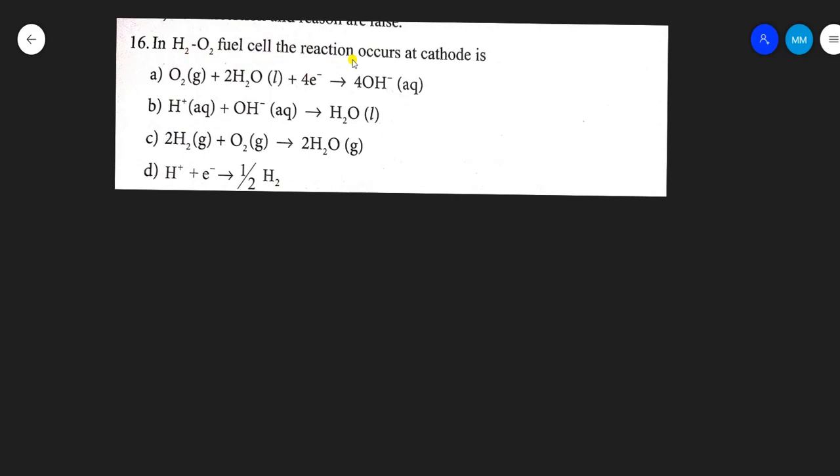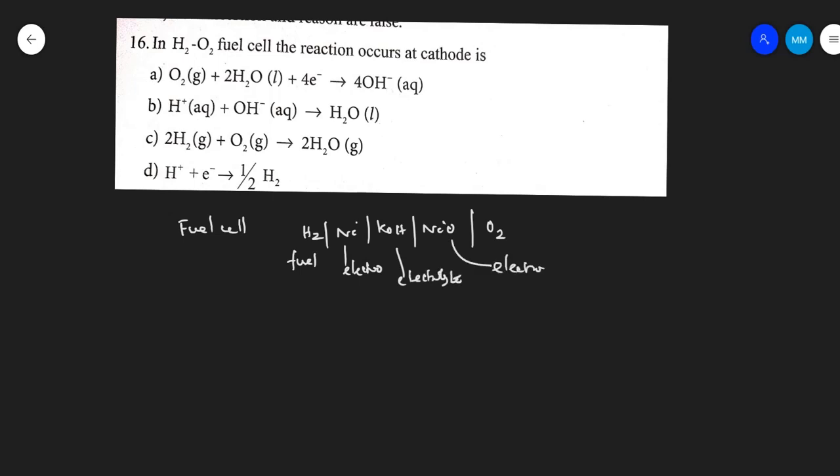In a hydrogen-oxygen fuel cell, the reaction occurs at the cathode. The concept is the fuel cell: the fuels are combusted and the energy is directly converted into electrical energy. For example, the hydrogen-oxygen fuel cell is represented as hydrogen, nickel, the electrolyte KOH, another electrode nickel oxide, and the oxidant oxygen. So hydrogen is a fuel, then the electrode, then the electrolyte, then the electrode, and finally the oxidant. It is a general representation of the fuel cell.